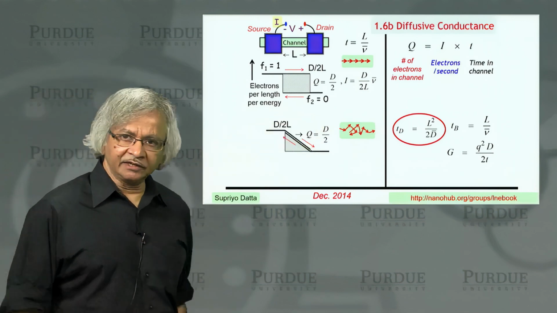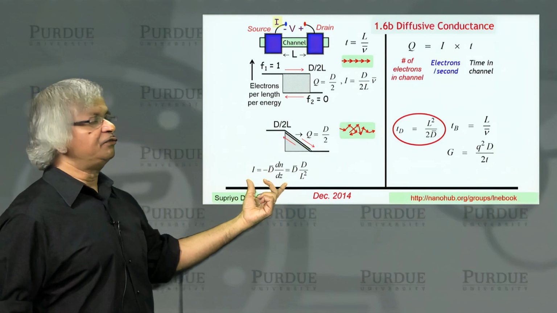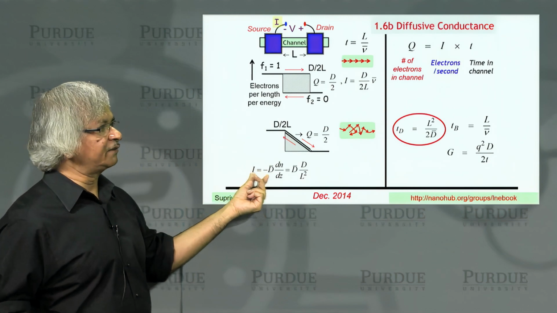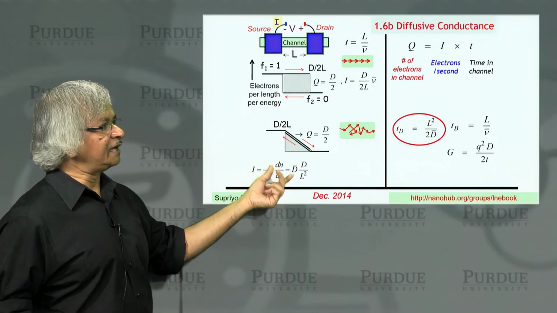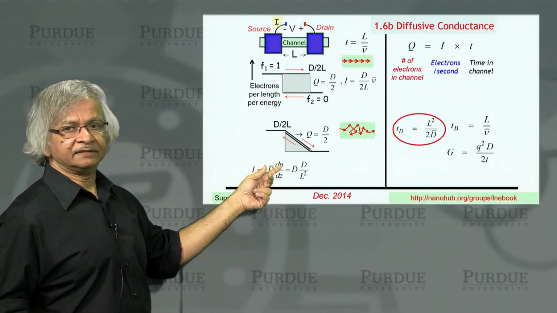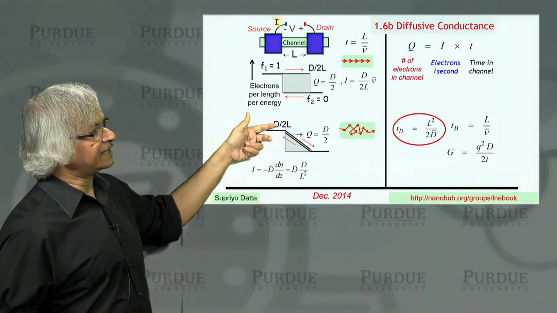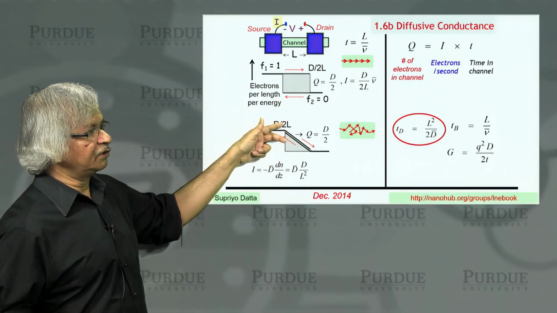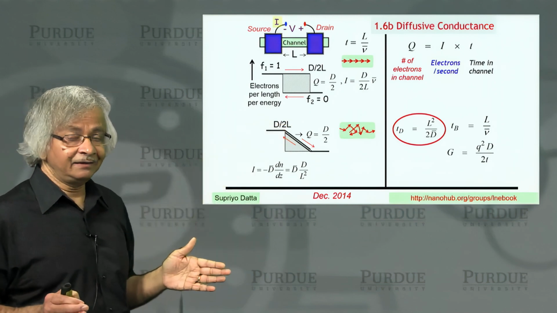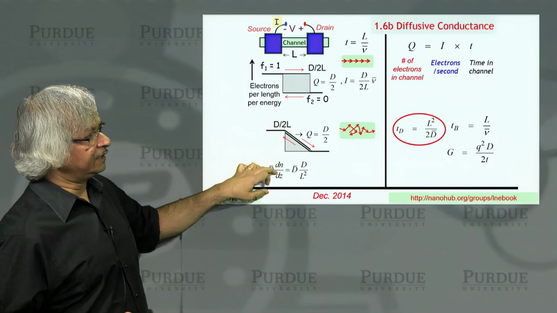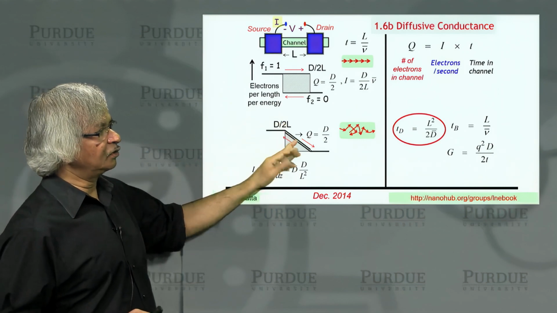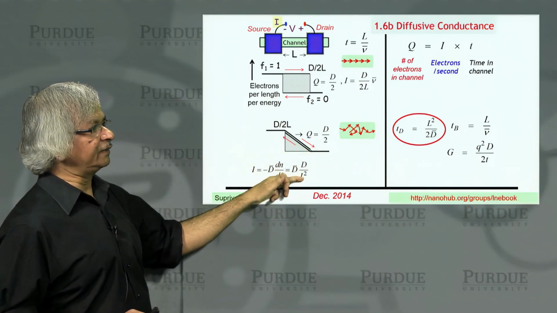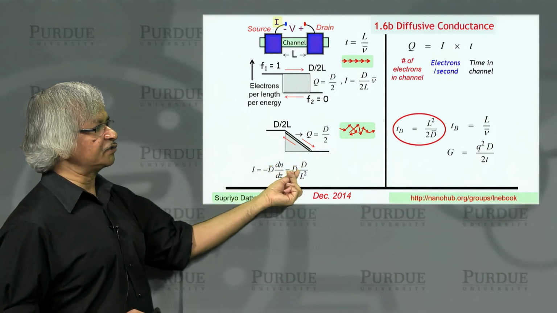Okay. What about the current? Well, that's where we invoke the diffusion equation. The diffusion equation says that current in this diffusive transport is given by the diffusion coefficient times the derivative of the electron density. So what's the electron density? Well, it's like D over L at this end. We've got southbound and northbound, so D over 2L for each one, so it's like D over L. That's the electron density. And then dn/dz: D over L goes to 0 there, and this length is L. So it is D over L divided by L.